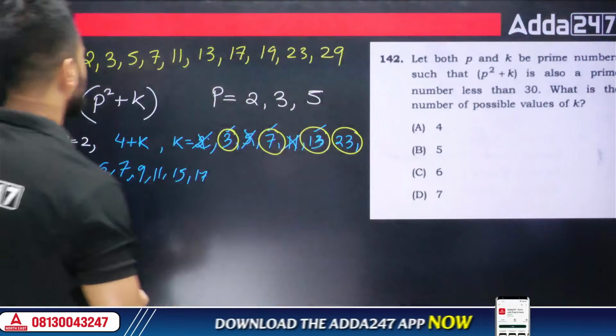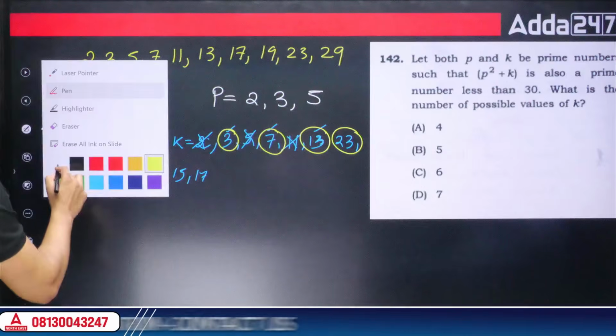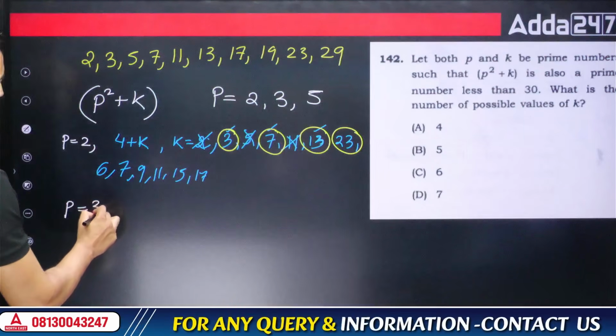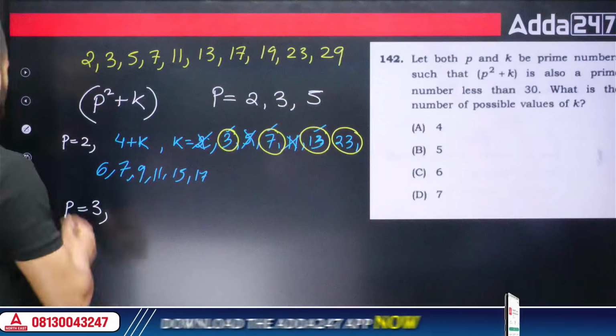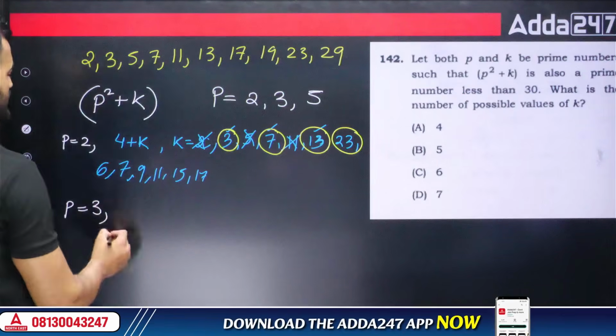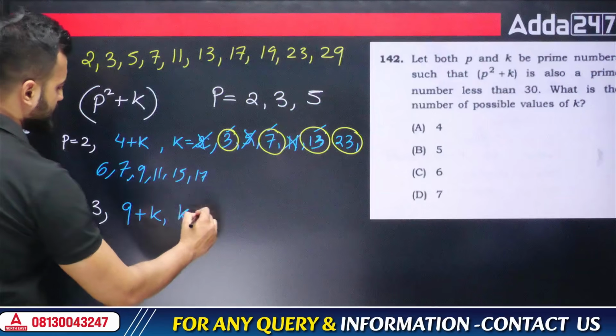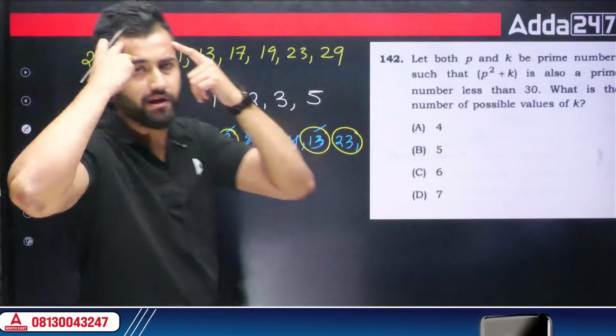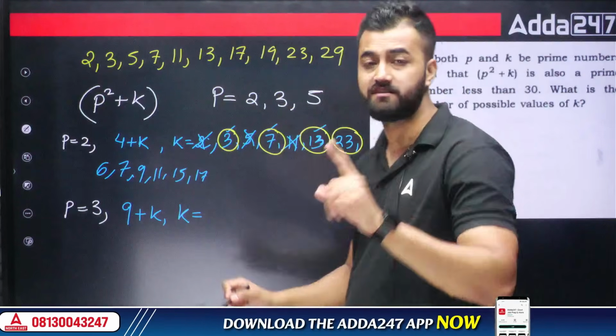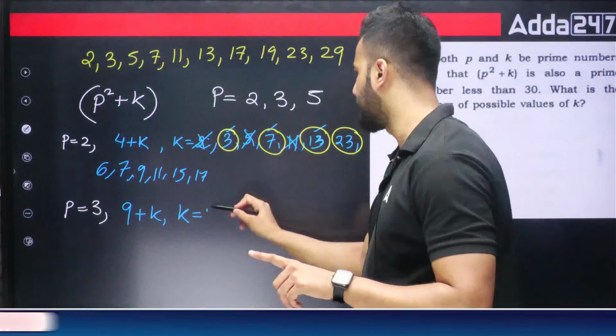Similarly, let's check when p equal to 3. When I put p equal to 3, what does the equation become? 3 square is 9 and then 9 plus k. So let's add the numbers directly and try to calculate everything in our mind. If I put 2, 2 plus 9 is 11. 11 is a prime number. Yes, that means I can take 2.